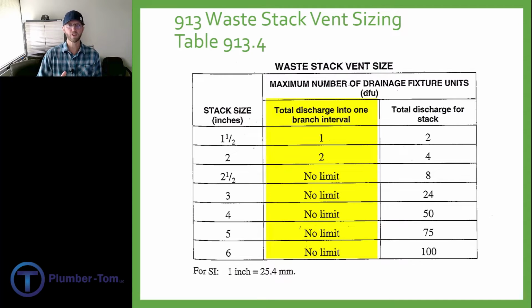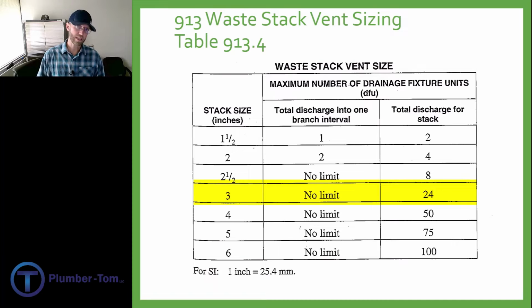There's not a lot of limits once you get into larger pipes, but the smaller pipes are rather limited. And then we have the total discharge for the stack. These are the drainage fixture units that can go into that pipe size. Have a look at this line for a 3-inch pipe. If we have a 3-inch stack, it can have 24 total drainage fixture units.